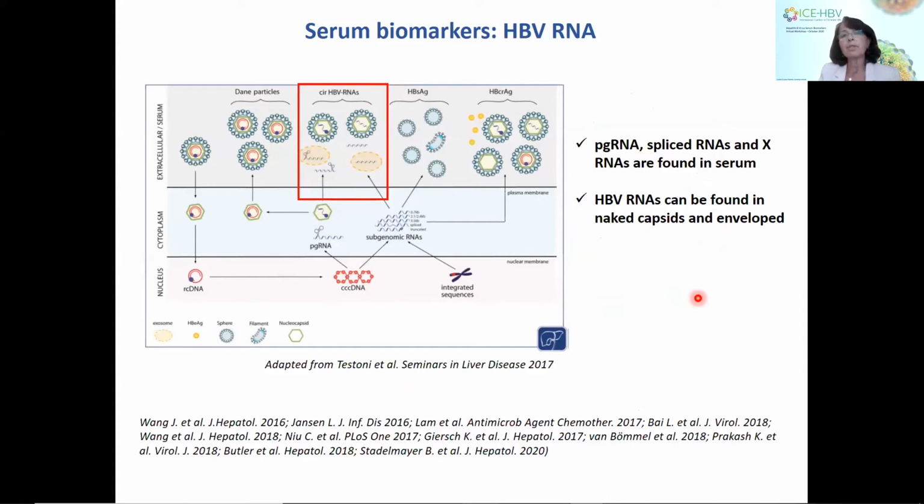So let's come to the serum biomarker HBV RNA and its potential as a serum biomarker. We know, meanwhile, that pregenomic RNA, spliced RNA, and also xRNA are found in serum. These can be released from naked capsids and enveloped particles, maybe also from exosomes.